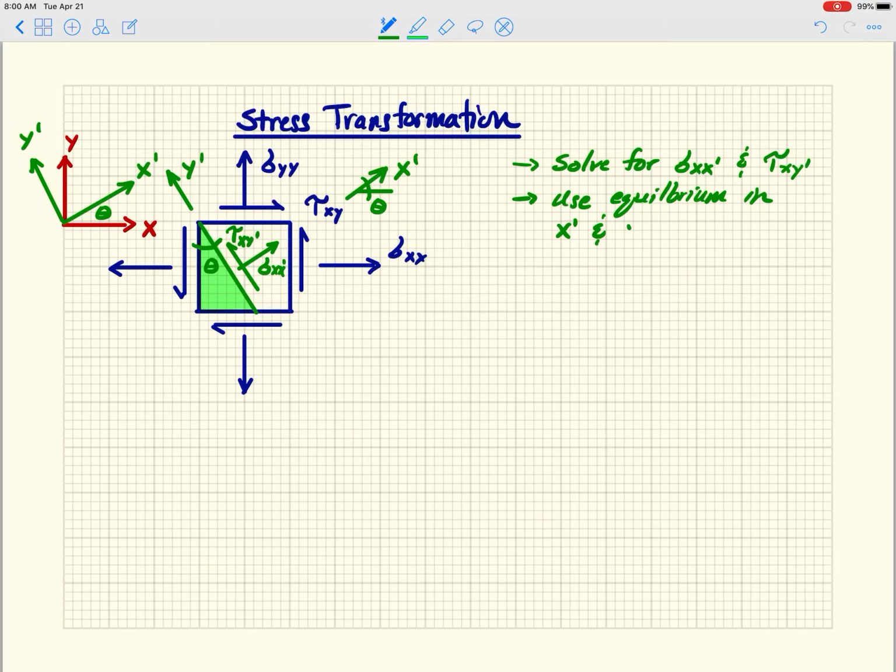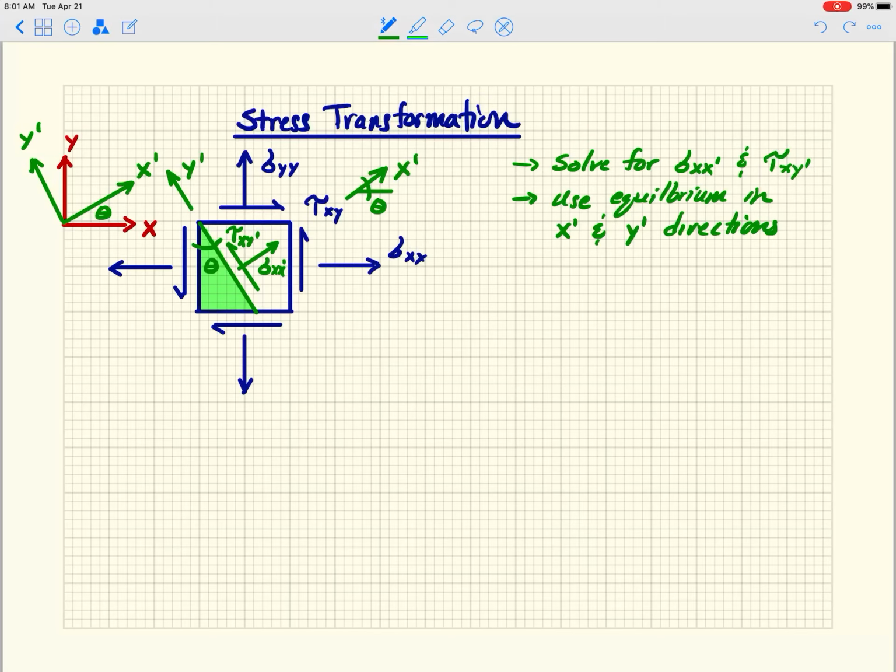In the x prime and y prime directions. So these are the new coordinate system. So I'm going to sum forces along this x prime axis, and then I'm going to sum forces along this y prime axis. And equilibrium holds regardless of the coordinate system that you're defining.